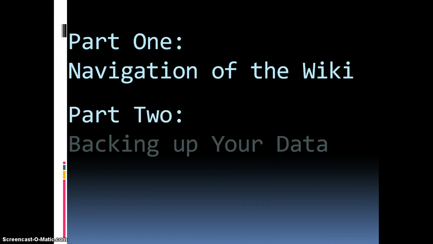Part 2 will talk about backing up your data. Making sure you have a backup copy off of the wiki is very, very important. In case something happens, some kind of glitch, or something gets overwritten by accident, you always want to have a backup copy on your computer that you can easily repost so that nothing is ever lost.